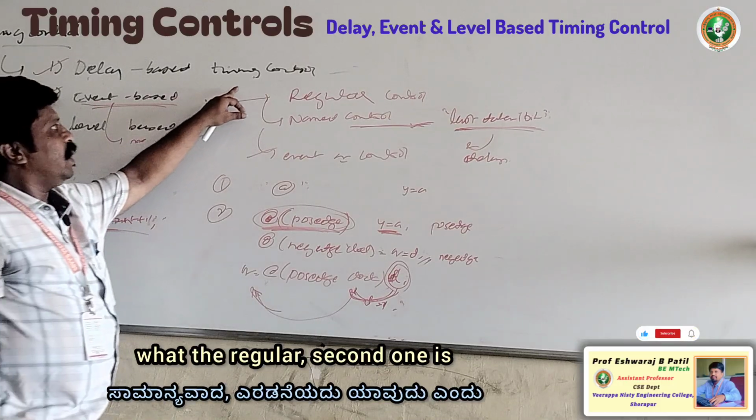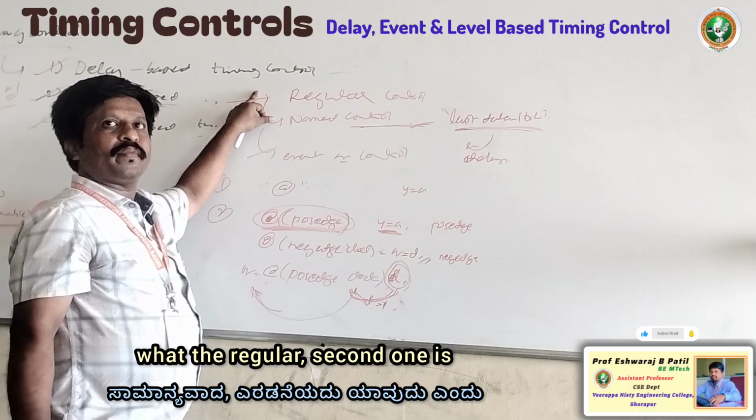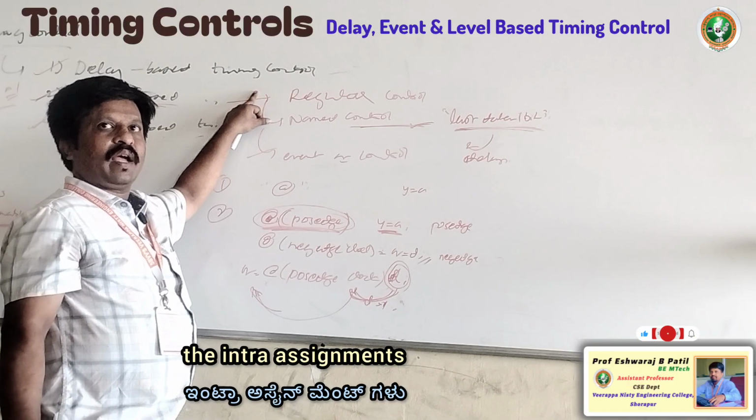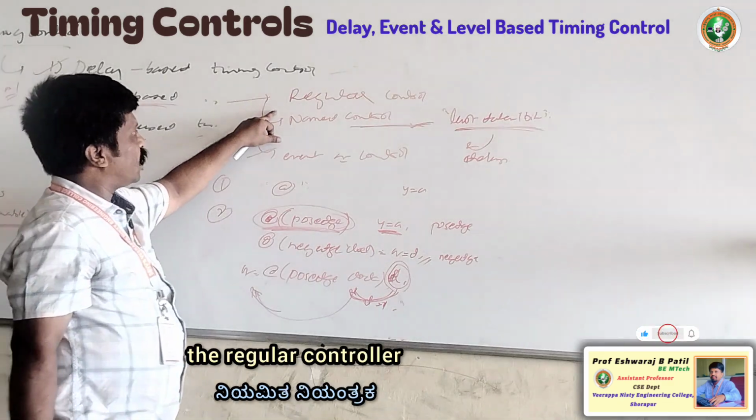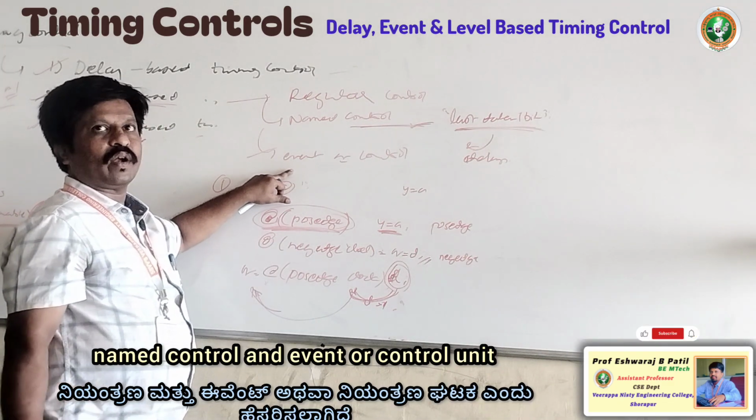There you have to mention the regular one, the second one, intra assignments, and then zero delay. Okay, next you come to the event based regular controller, named control, and the event or control unit.